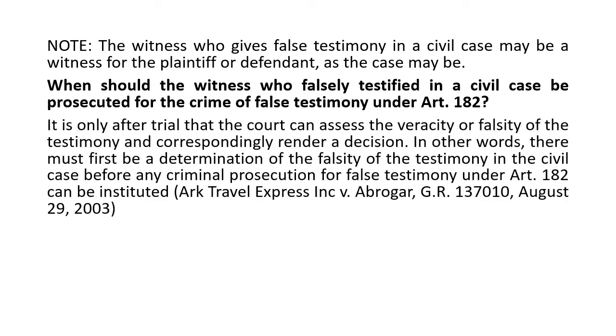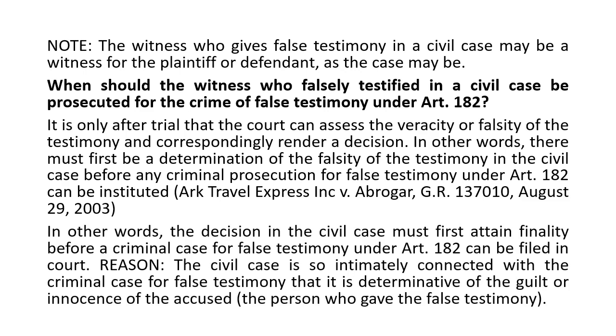It is only after trial that the court can assess the veracity or falsity of the testimony and correspondingly render a decision. In other words, there must first be a determination of the falsity of the testimony in that civil case before any criminal prosecution for false testimony under Article 182 can be instituted. This is based on the decision of the Supreme Court in Art Travel Express versus Abrugar. The decision in that civil case must first attain finality before a criminal case for false testimony under Article 182 can be filed in court. Reason? The civil case is so intimately connected with the criminal case for false testimony that it is determinative of the guilt or innocence of the accused. I am referring to the person who gave the false testimony.